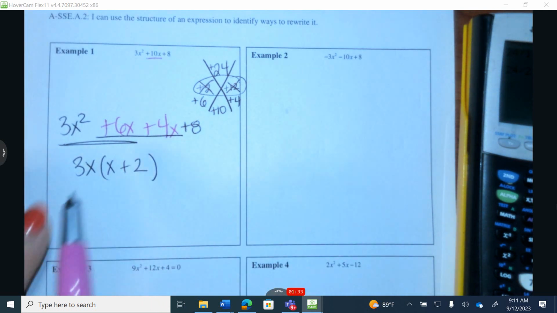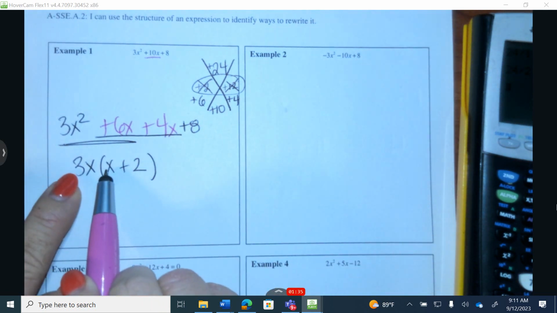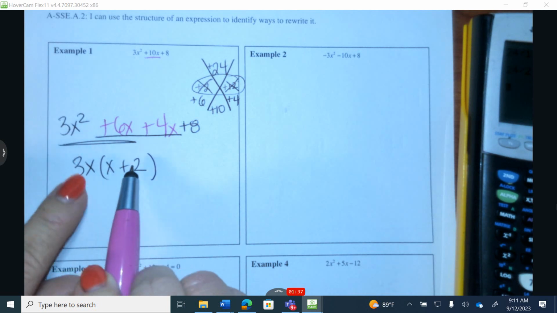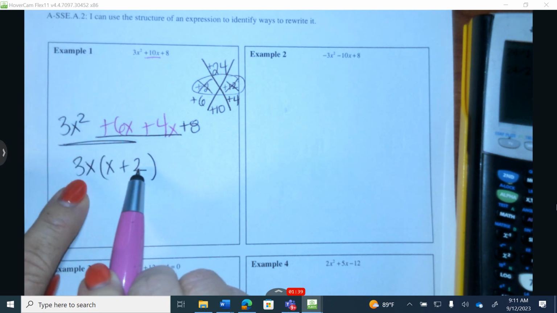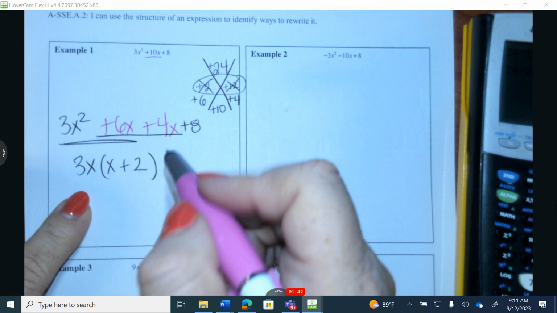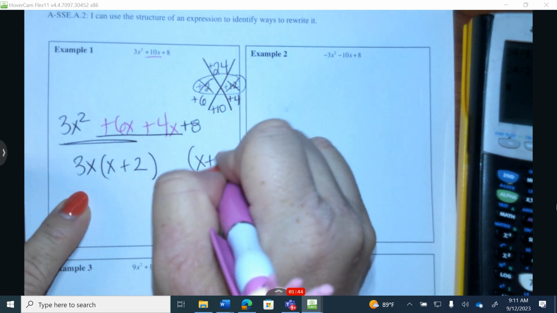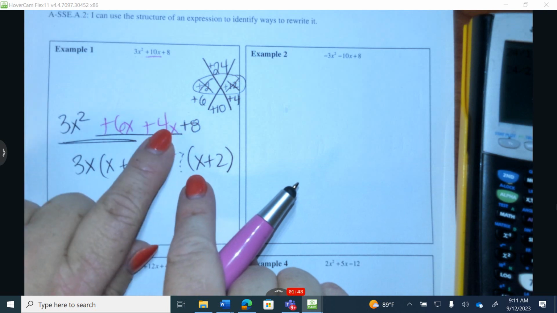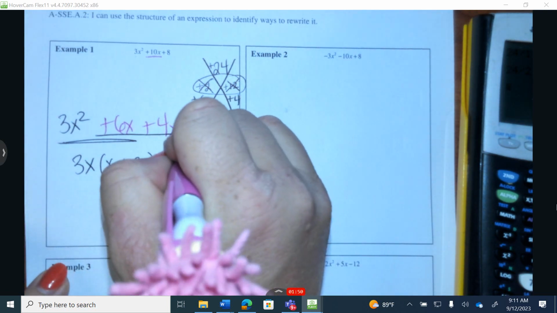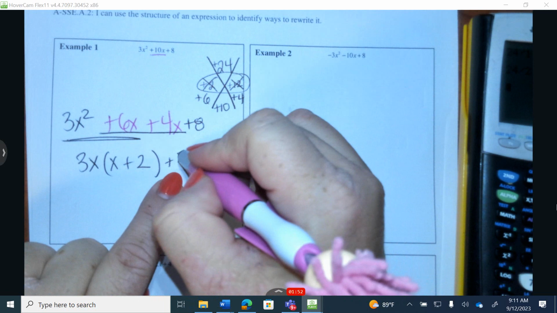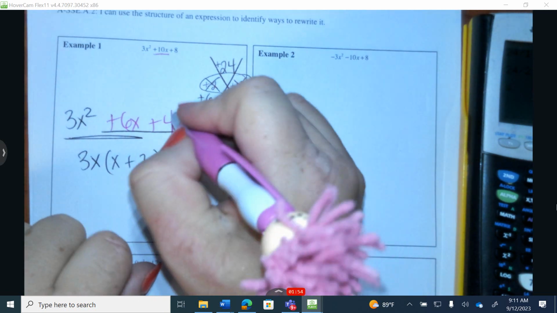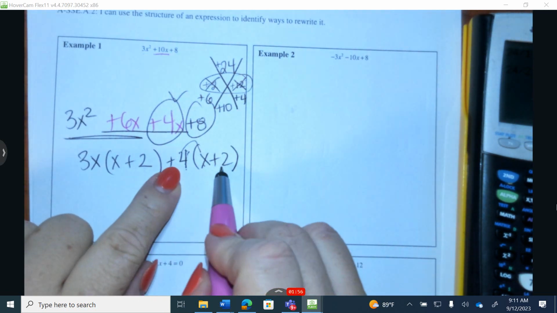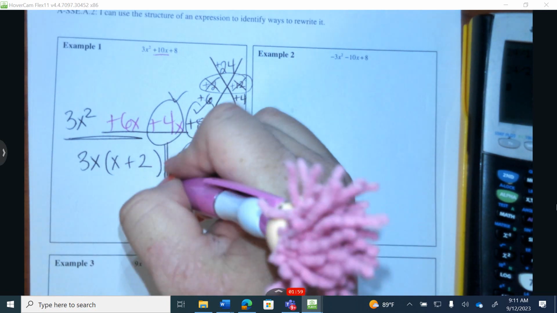Now, how can I make sure this is right? 3 times 1 is 3, and I have x squared. 3 times 2 is 6, and I have an x, so 6x. In back, I write the x plus 2, and I ask myself, is there a number I can take times 1x to get 4x? I can. That number is 4. This multiplies by distributing to get 4x, confirmed. And 4 times 2 is positive 8.